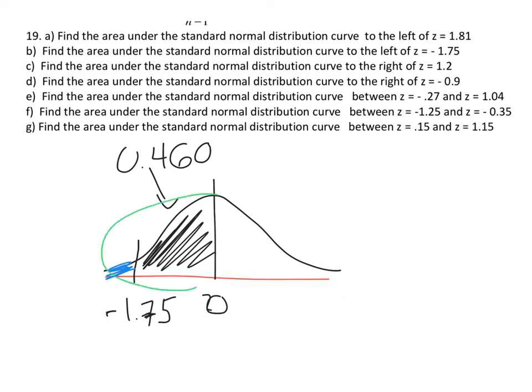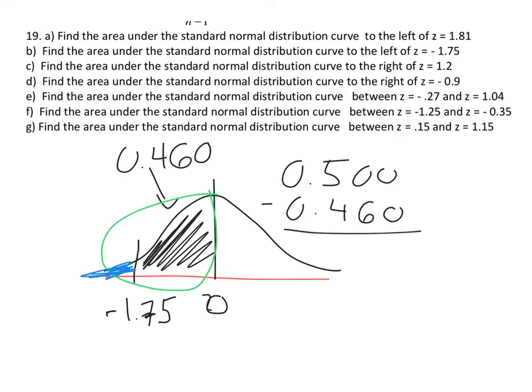So how do I figure out this blue part? Well, this whole half is 0.5. Since the blue plus the black is 0.5, I can just subtract. 0.500 minus 0.460 will be 0.040. And that gives us the area of the blue.